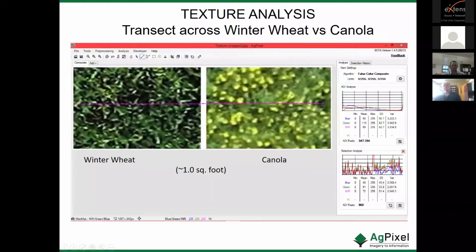Okay, another factor you may be interested in is texture, because texture becomes an indication of canopy: the percent cover, the density of the plants, the canopy geometry, whether you've got a very uniform canopy or a very non-uniform one. So we can just lay a transect across. In this case, I've taken about a 1 square foot area from winter wheat and a 1 square foot area from canola, and then I've laid a transect across them, and the software then builds a graph.